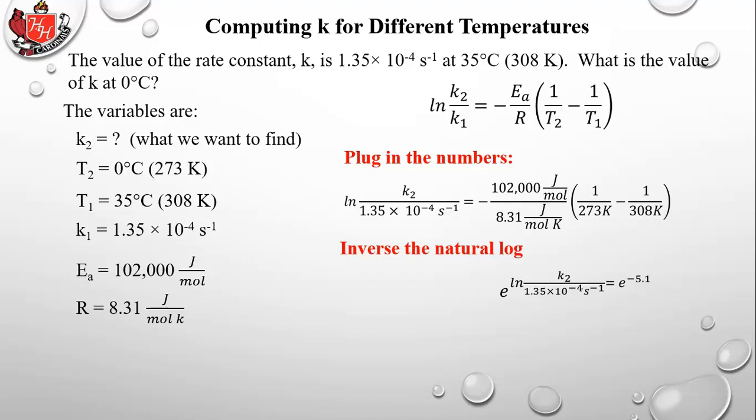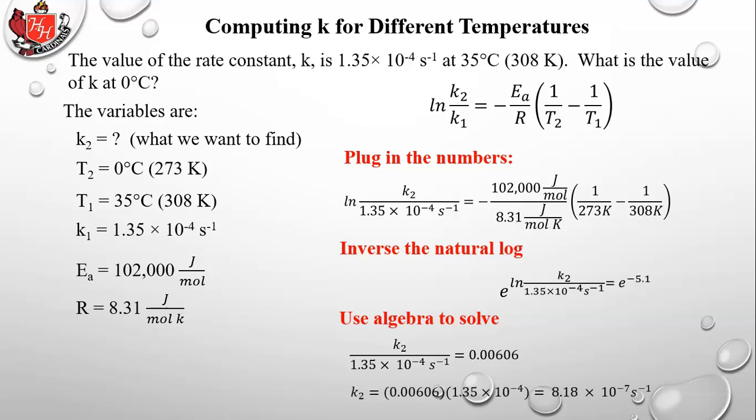You know that e raised to the natural log of that term on the left side of the equal sign is just going to give you K2 over 1.35 times 10 to the minus fourth equals e raised to the negative 5.1, which is 0.00606. A little bit of algebra, and you get K2 equals 8.18 times 10 to the negative 7th, 1 over seconds. 1 over seconds means it's a first order reaction.